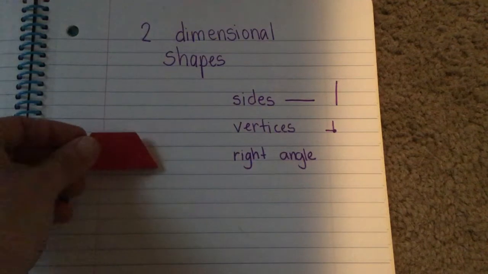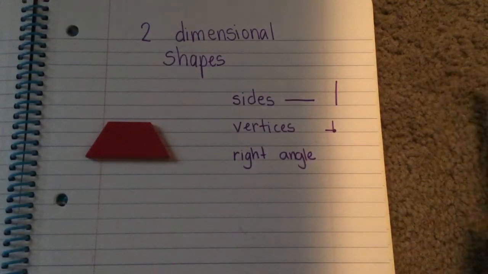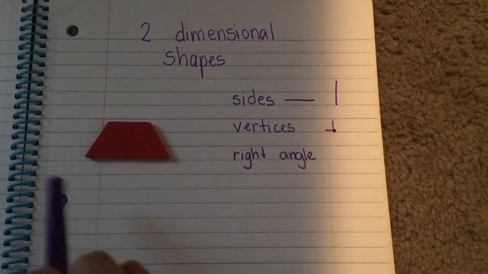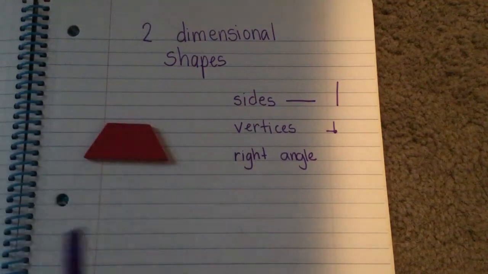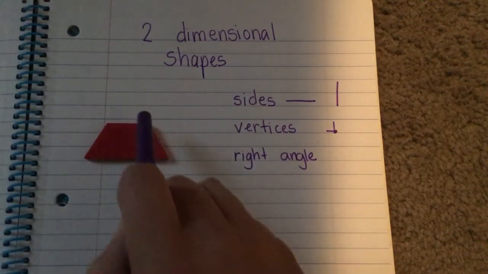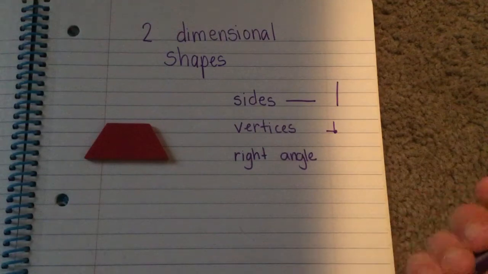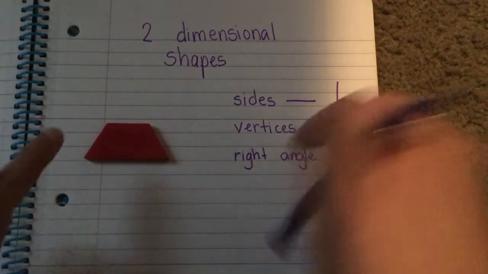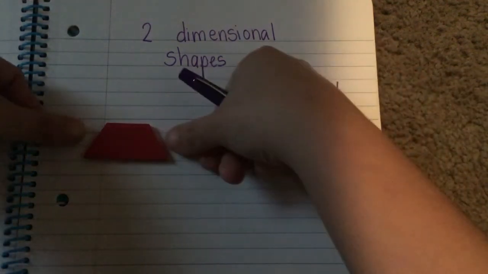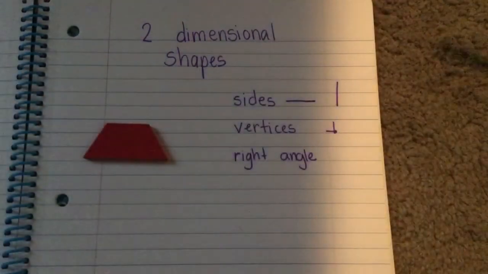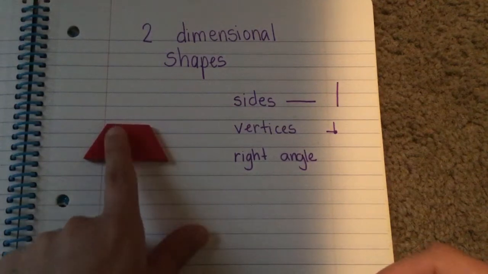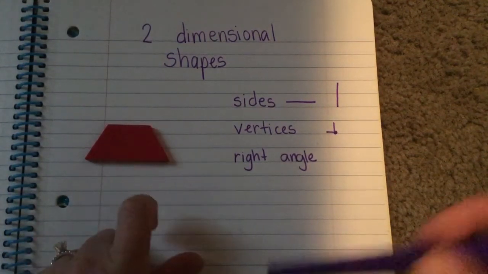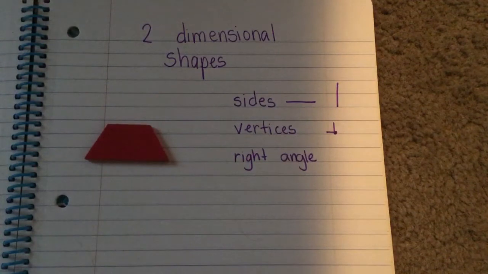We also have the trapezoid. A trapezoid is a lot like a square and a rectangle in that it has 4 sides and 4 vertices. 1, 2, 3, 4. And it also has 4 vertices, 1, 2, 3, and 4. One of the differences is these 2 sides are the same size right here, but if you look at the bottom, it's going to be longer than this side. So that makes it different from a rectangle or a square.